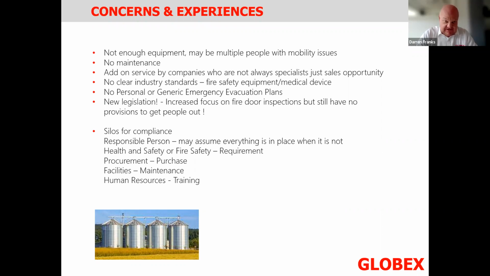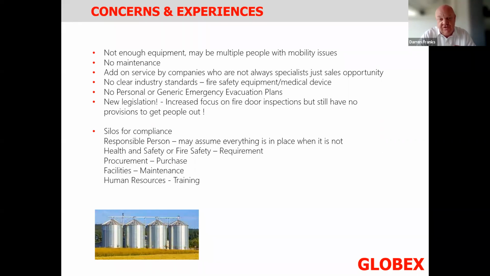And again, silos of compliance that we find within all organisations, and sorry, this isn't just for the care sector, but with any larger organisations now, we come across areas where the responsible person at the top or the managing director may assume that everything's in place.